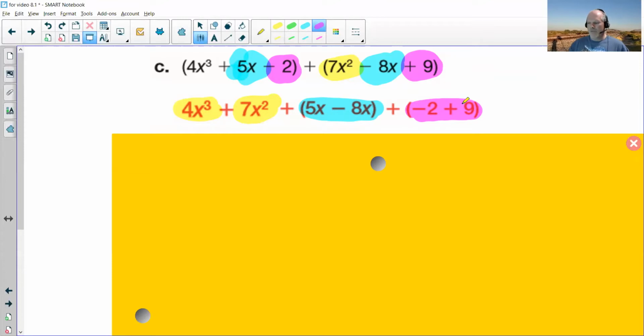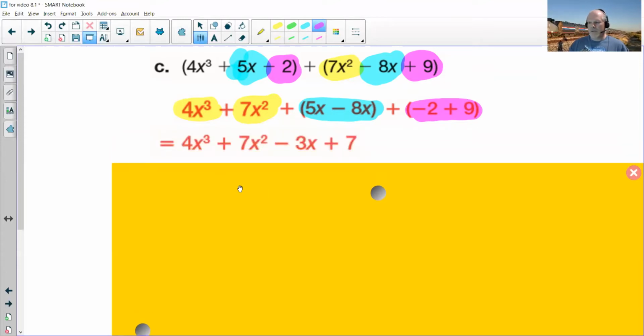Now we're going to simplify this. Notice that the 4x cubed and the 7x squared remain the same. 5x minus 8x, of course, is negative 3x. And then we have -2 plus 9, which is +7. We cannot simplify this any further because everything has already been combined.